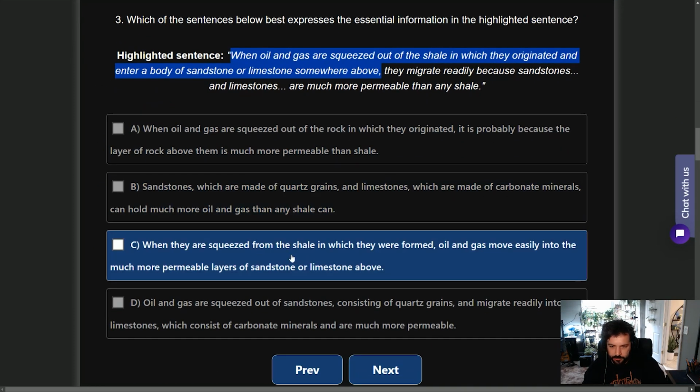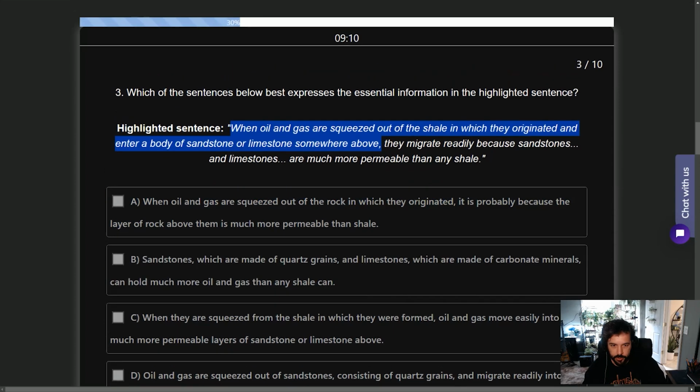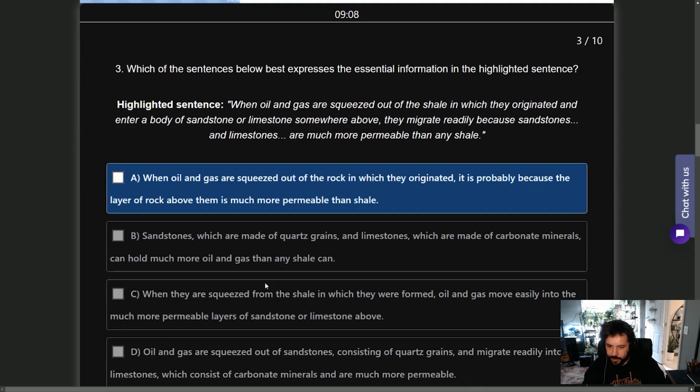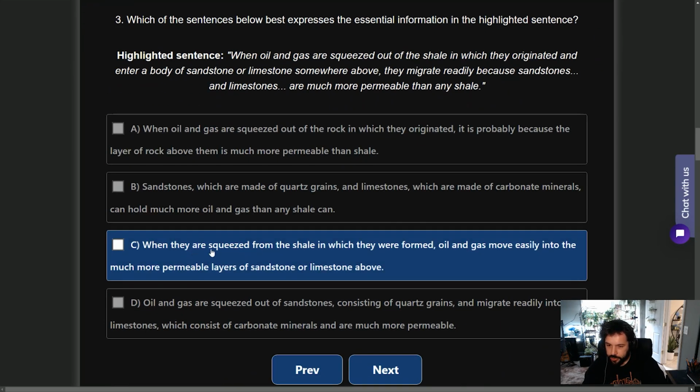When they are squeezed from the shale in which they were formed, so far so good, oil and gas move easily into the much more permeable layers of sandstone and limestone, location 2 and 3, above. It's good. So it mentions the location 2 and 3 being above the other one. And it mentions that location 2 and 3 are more permeable. It mentions moving easily, which is another way of saying migrate readily. And it's correct, it's accurate, and it includes almost all the information.